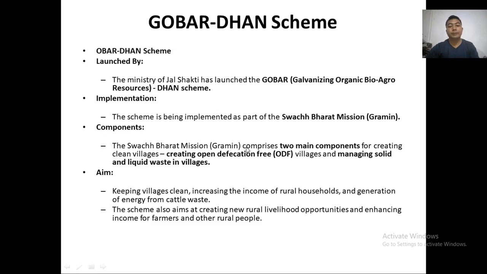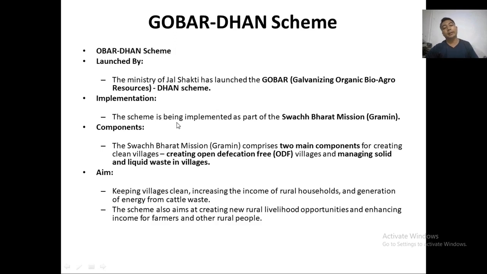The component SBM-G comprises two components for creating a clean village, creating open defecation free status, and solid and liquid waste management. The objective of Gobardhan is keeping the village clean, increasing the income of rural households, generating energy from cattle waste. The scheme also aimed at creating awareness, new rural livelihood opportunities, and enhancing income for farmers and other rural people.